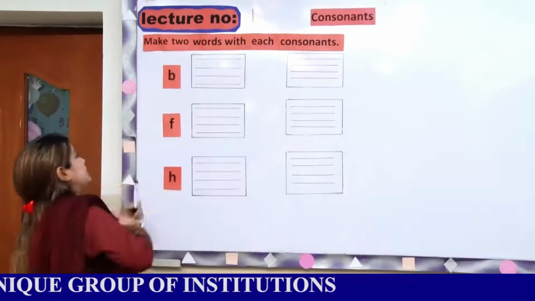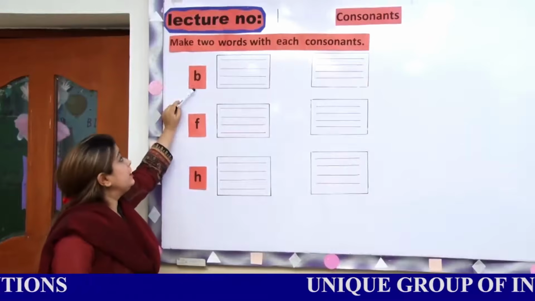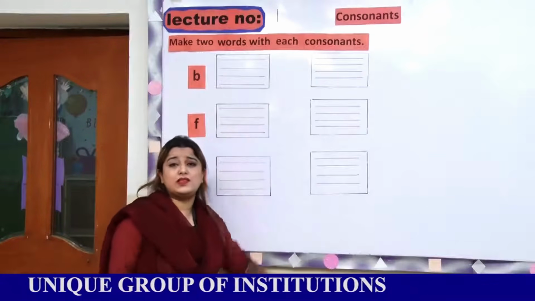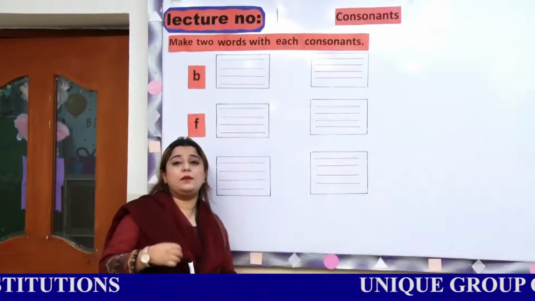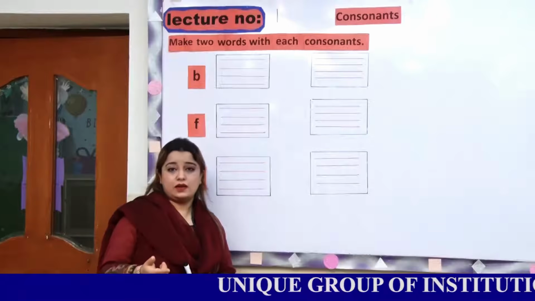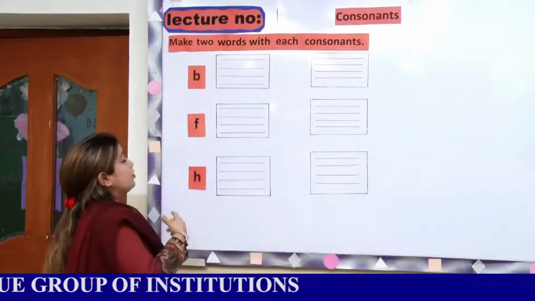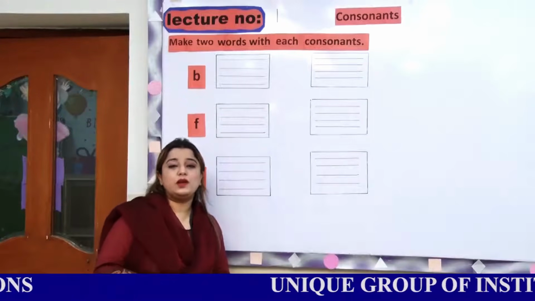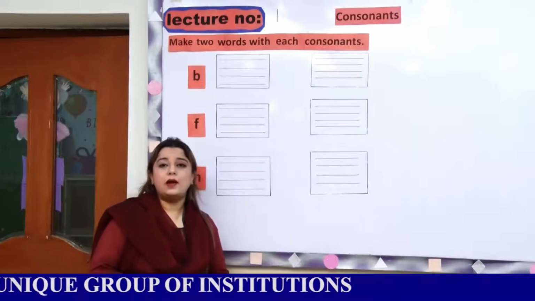So let's see which is the first consonant. B. B is the first consonant and you have to make two different words. You must not write one word two times. You will make two words. Like you can say bat, back. And you can also write black, blow. It's up to you. But here we are going to write bat, bag.